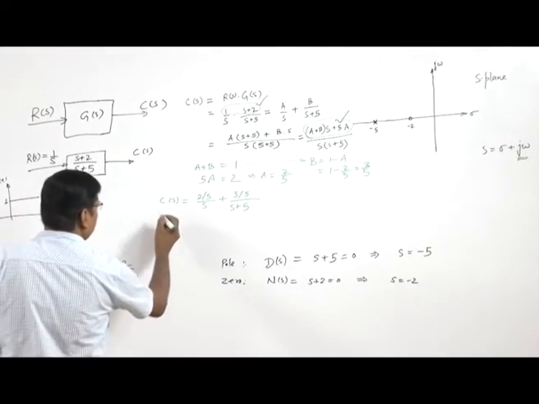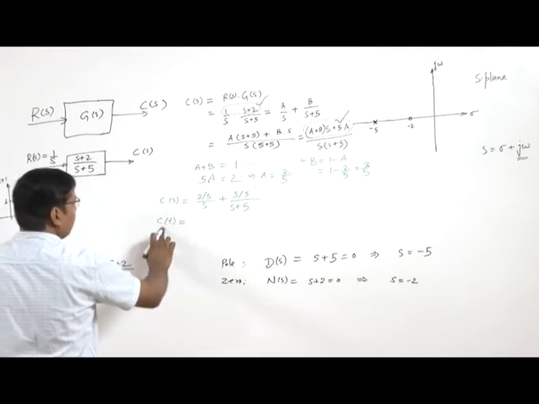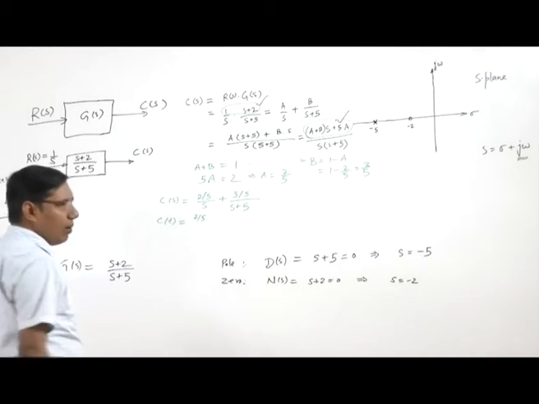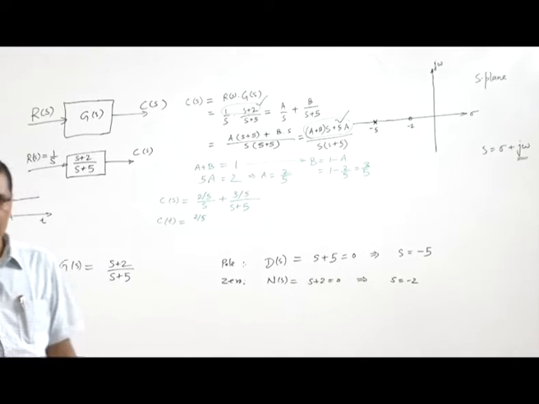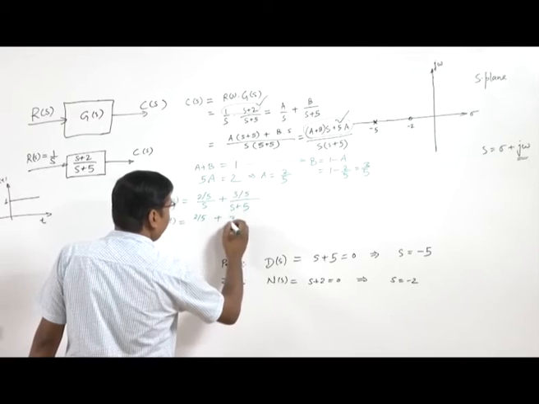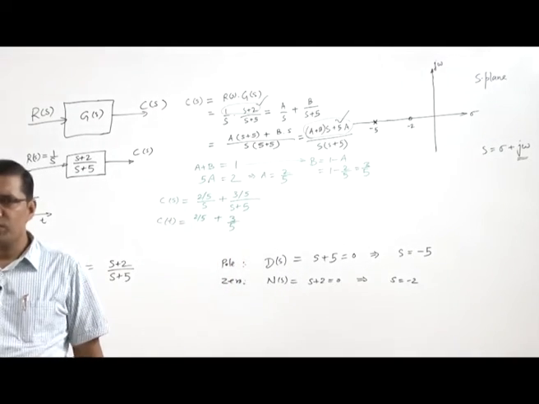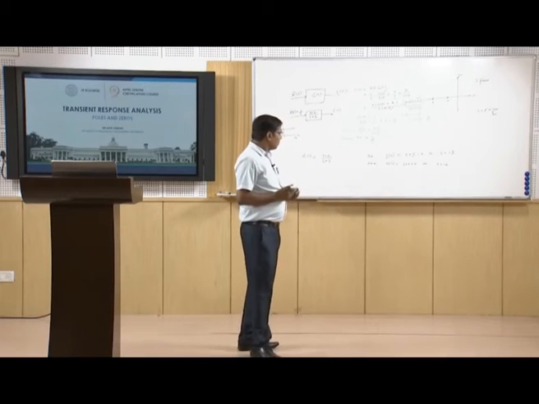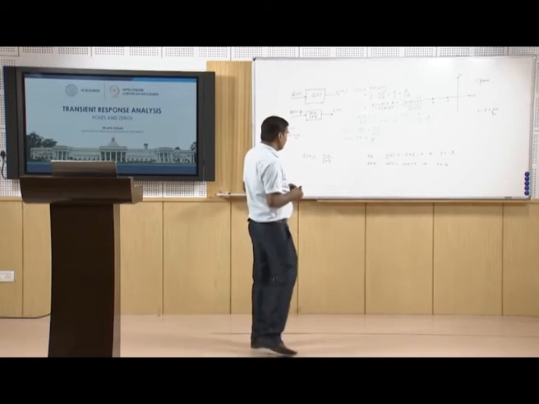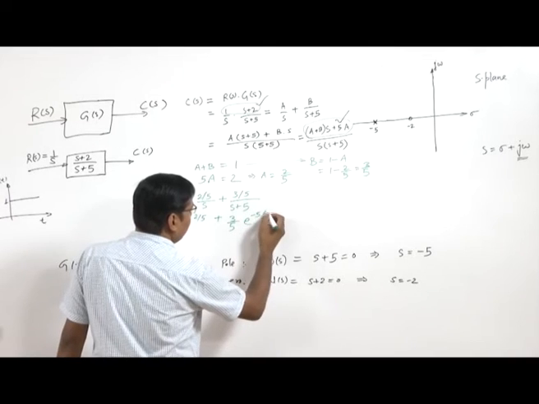So we will get C(t). The inverse Laplace of 1 by S is the unit function. So 2 by 5 plus here 3 by 5, and here S plus 5. So with S there is plus 5, so it is e power minus 5t.